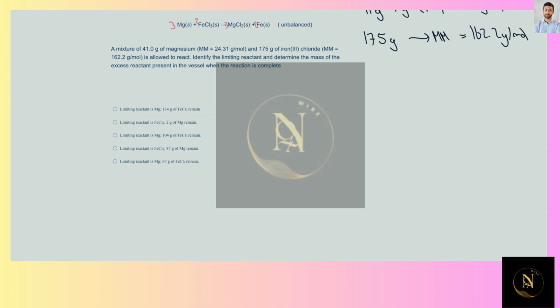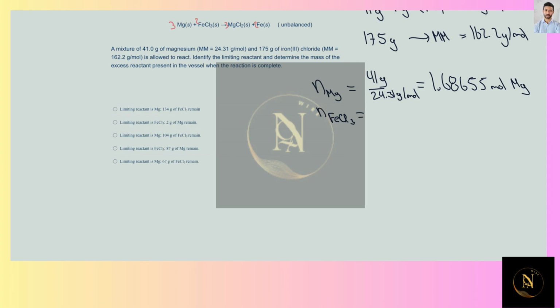In order to get this, we're going to calculate the amount of mole of magnesium, calculate the amount of mole of iron chloride that we're going to have, and then calculate how much of that can react with the other compound. So the amount of mole of magnesium is going to be equal to the mass divided by the molar mass. So 41 grams divided by 24.31 grams per mole is going to give us 1.68655, let's round it out over here, mole of magnesium.